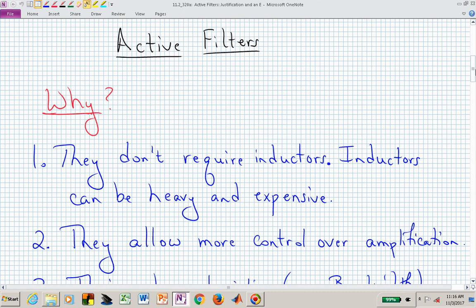To start with, why are we interested in active filters? Well, for one, they don't require inductors, and inductors can be heavy and expensive. If you're trying to build some low frequency filtering devices, that might require, in a passive environment, pretty heavy or large inductor values or large capacitor values, and so it's a little bit more convenient to implement those with active devices.